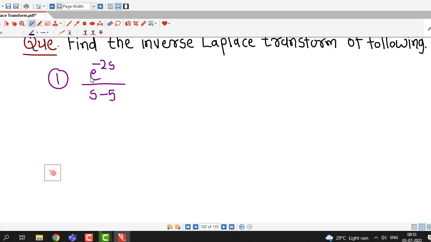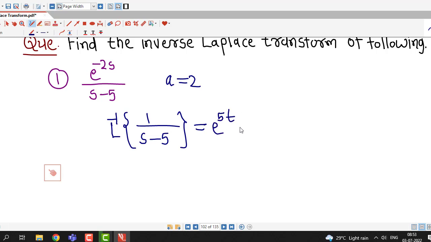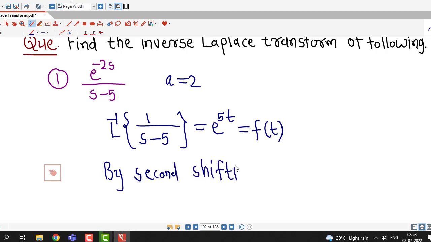So we consider first this function e raised to minus 2s divided by s minus 5, and if we compare with e raised to minus as, we have a equal to 2 and F of s is 1 divided by s minus 5, and we know that L inverse of 1 divided by s minus 5 is e raised to 5t, and this we denote by small f. And now we can directly write down by second shifting theorem. Now we don't have to use that notation that this is capital F of s and so on.